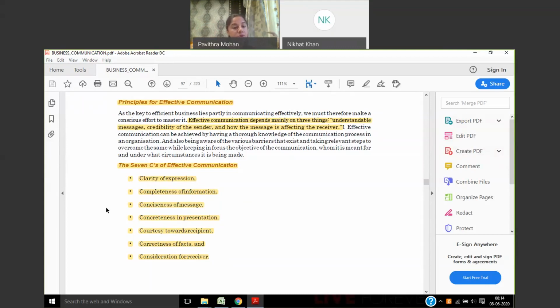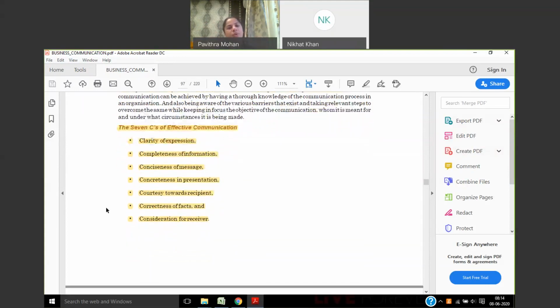Okay, that also becomes very, very important. So the message being conveyed, the way a sender sends the message, and the way the receiver understands the message become very, very important in effective communication. Here, we understand the next thing, that is the 7 C's of effective communication. So what are the 7 things that become important in effective communication?